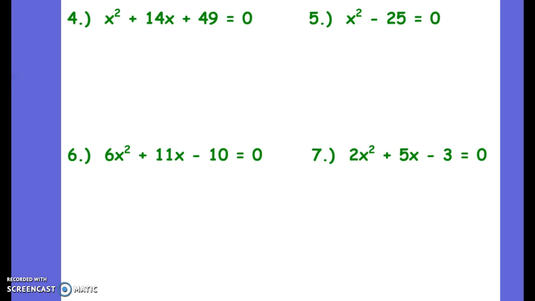Let's look at number 4. First thing you need to do is go ahead and factor it. What multiplies to be 49 and adds to be 14? Well, positive 7 and positive 7.